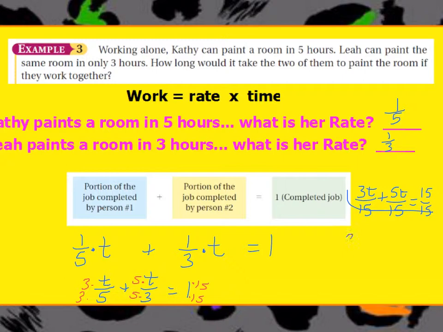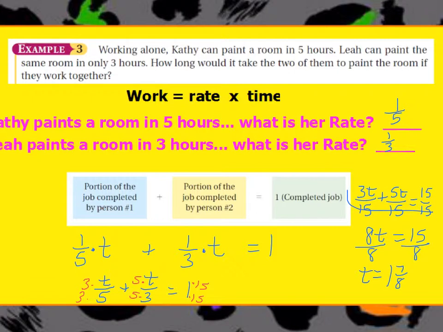And so then I end up with 3T plus 5T. Tell you what, let's go ahead and just add those together. What is 3T plus 5T? It's just 8T equals 15. Divide by 8. So T is equal to 15/8, or if we would change that to a mixed fraction or a decimal, it'd be 1 7/8.